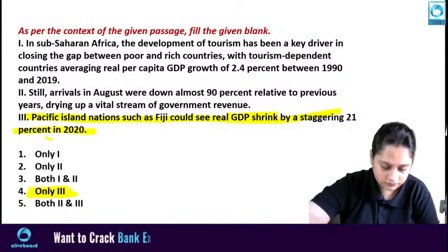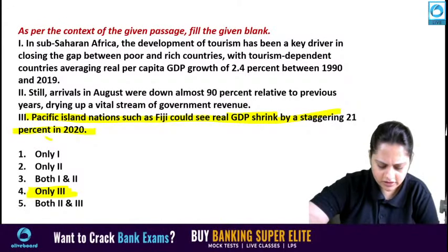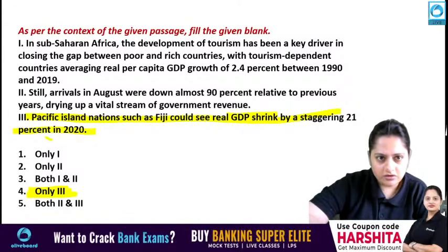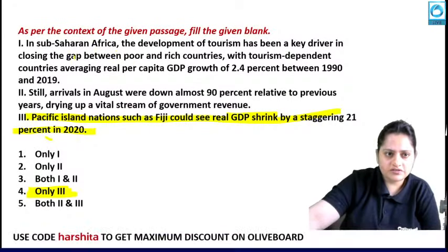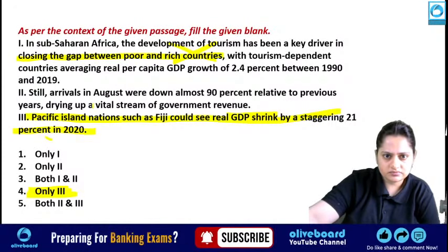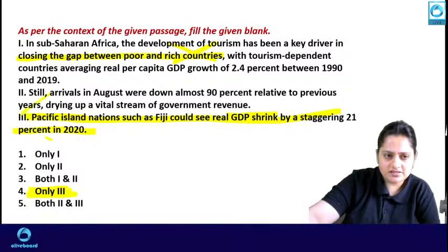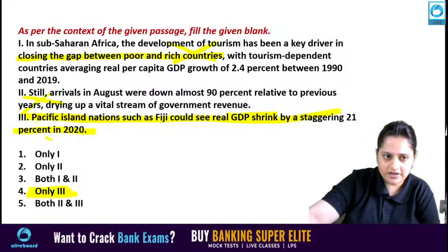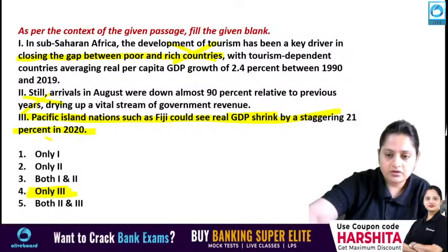Okay, there is a hint here. How can it be 1? No, there is no positive sense. Closing the gap between poor and rich, cancel. Previous years comparison, cancel. Okay, only negative, option 3 will come.